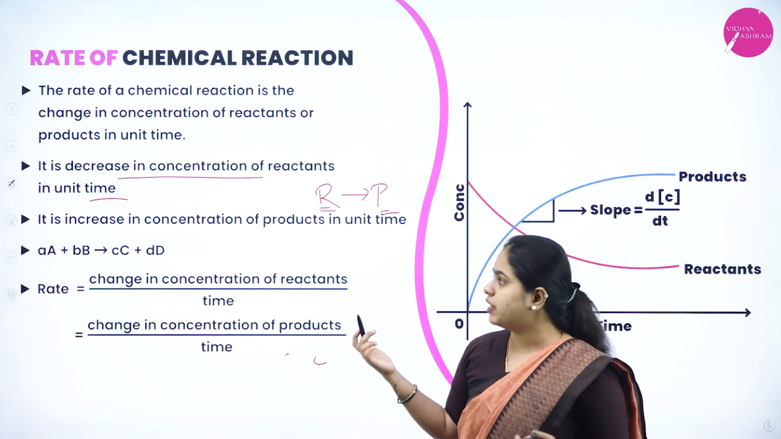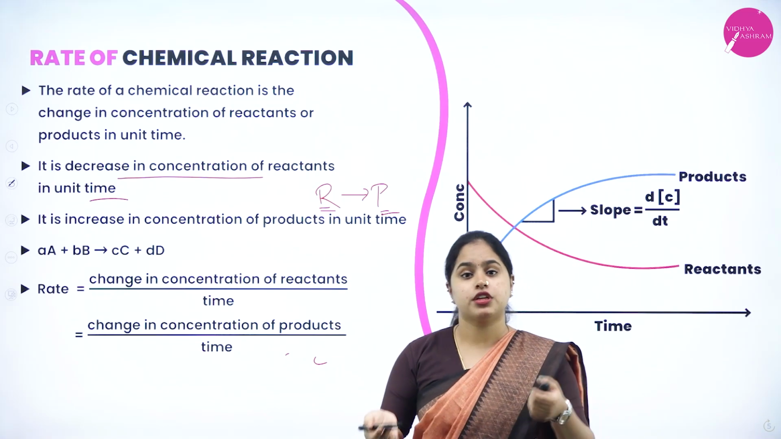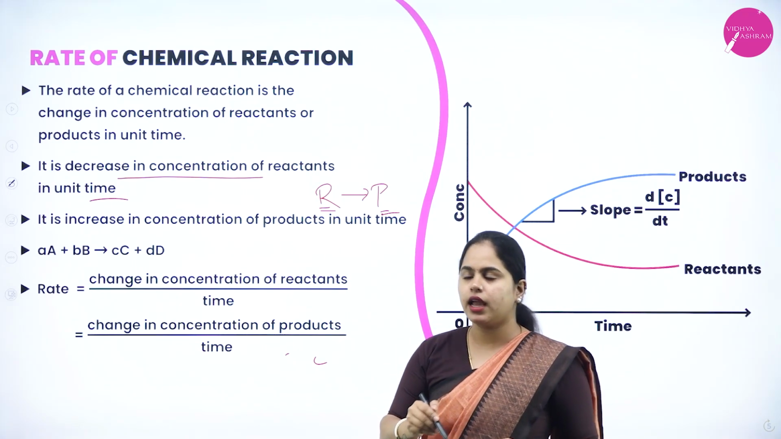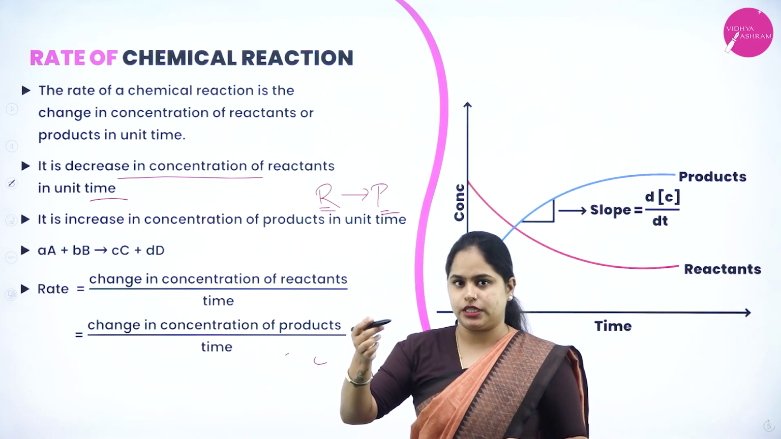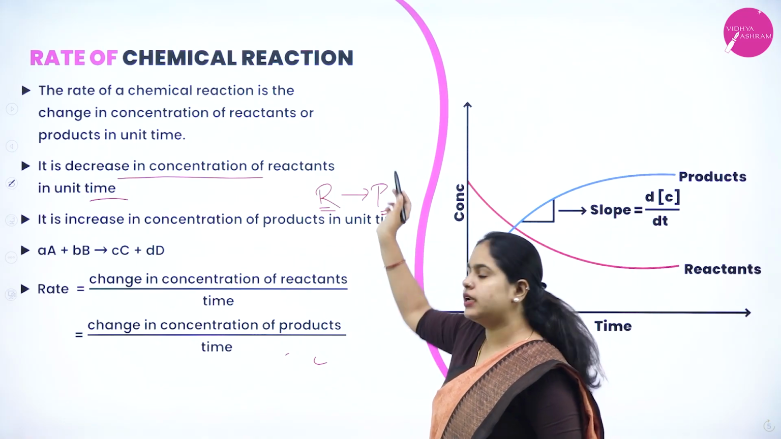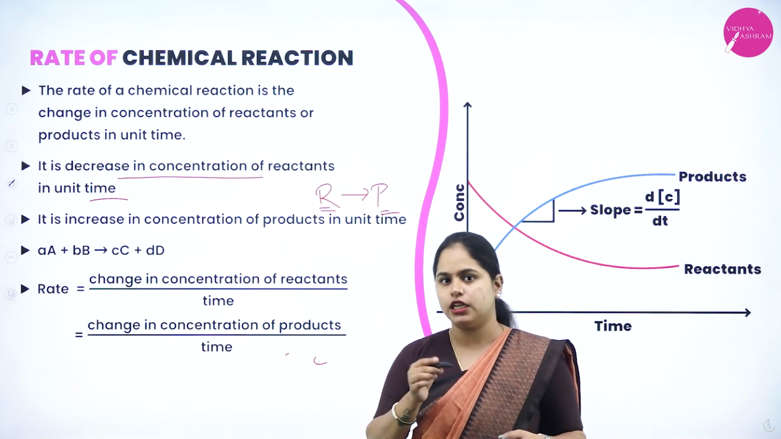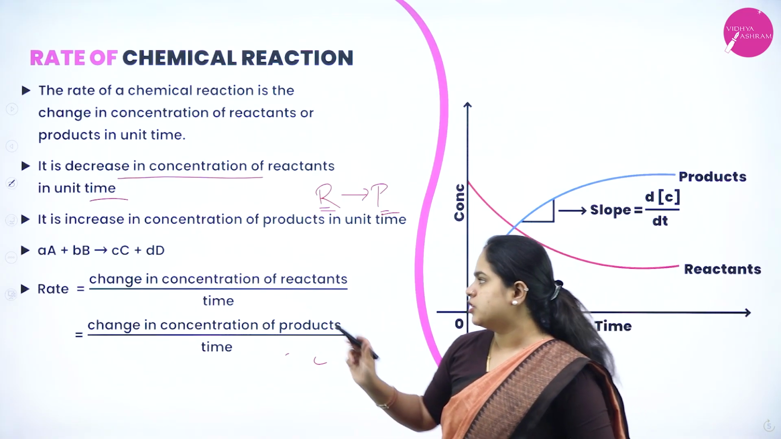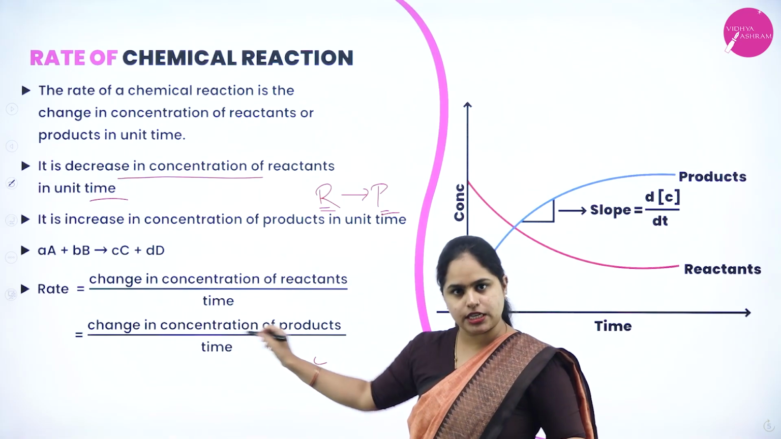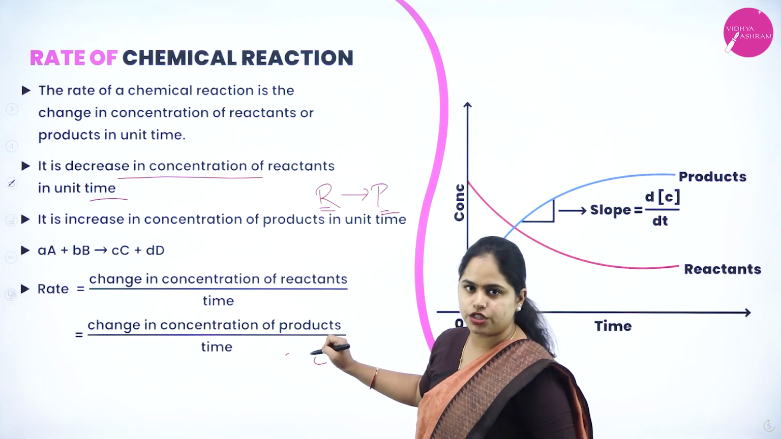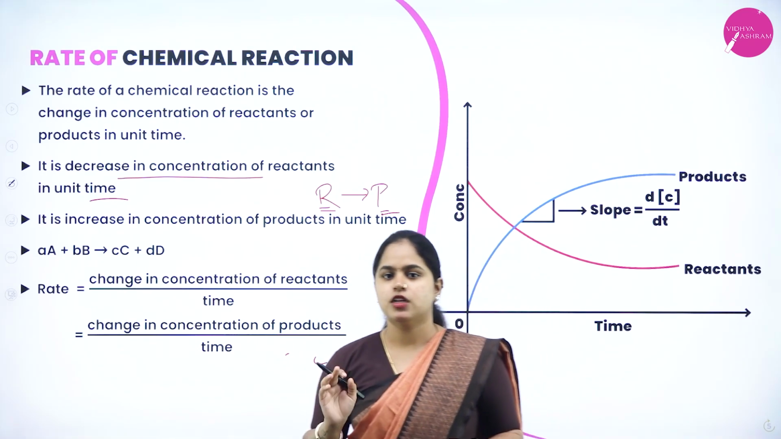So we can also define it as the decrease in concentration of reactants in unit time, and also the increase in concentration of products in unit time. I hope it is clear. So how can you write the equation? Rate is equal to change in concentration of reactants divided by time, or change in concentration of products divided by time. So I hope it is clear.